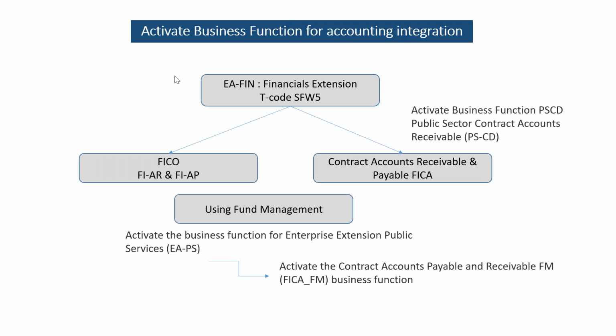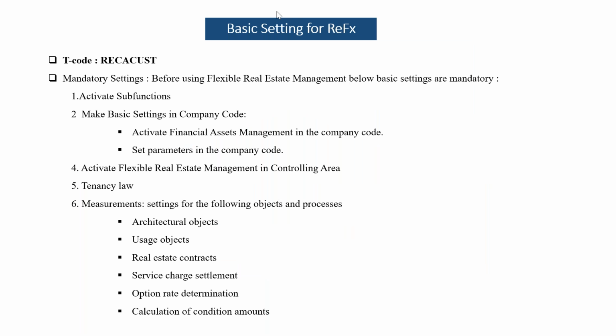Further, going back to understand this, first is activate functions, then activate sub functions. Sub functions will be activated only once my main function is activated. My main business function EAFIN is activated. Then make basic settings in company code. If you remember, when I was explaining, in that particular company code we are going to use ReFx, so we need to activate ReFx in that particular company code.